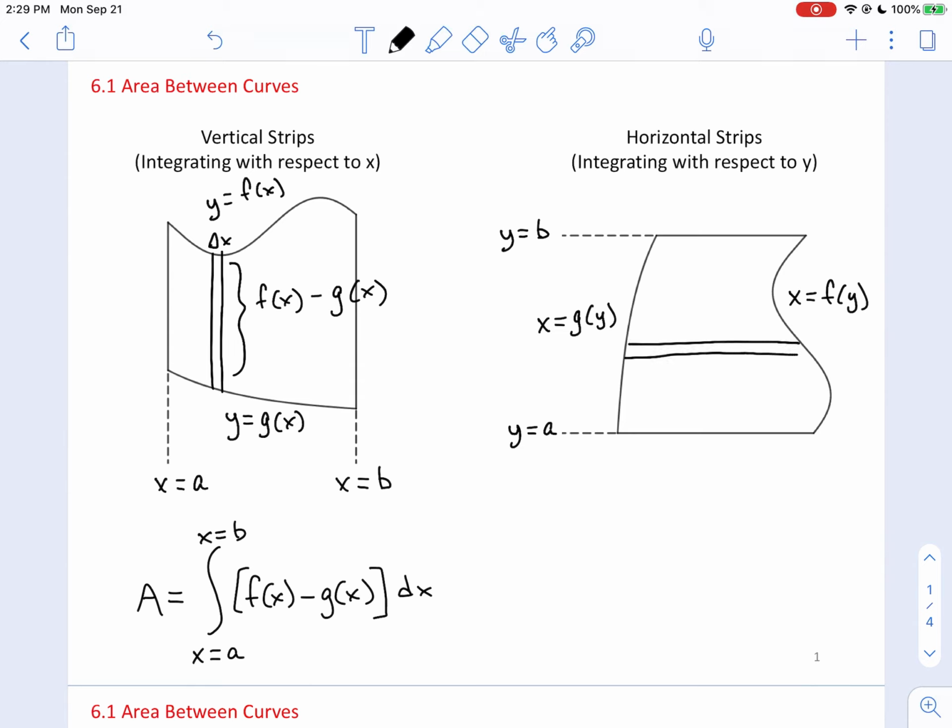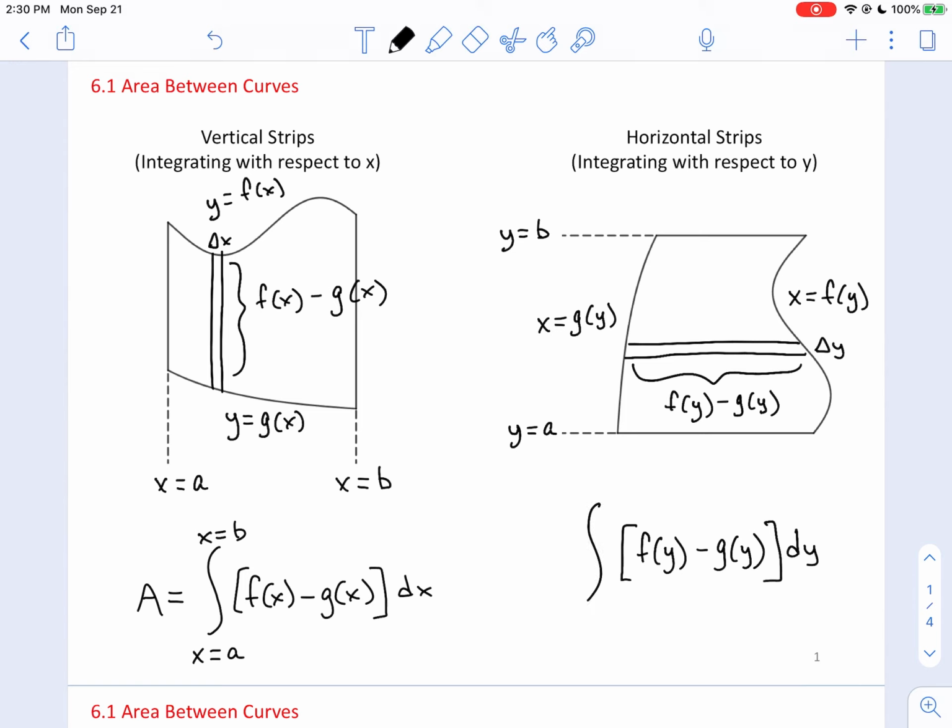So imagine some horizontal strip here. Its length is going to be the further right x-coordinate minus the furthest left x-coordinate. So we would do f of y minus g of y. And its thickness is the delta y. So the area of just that one strip is f of y minus g of y times dy. And then if you do an integral and add them all up from y equals a to y equals b, you get the area of this region, but using horizontal strips.